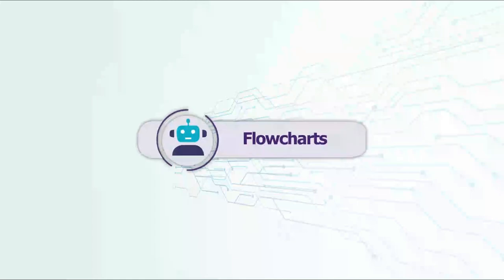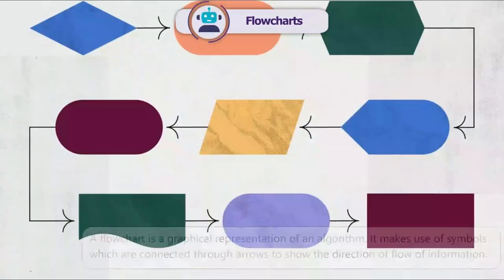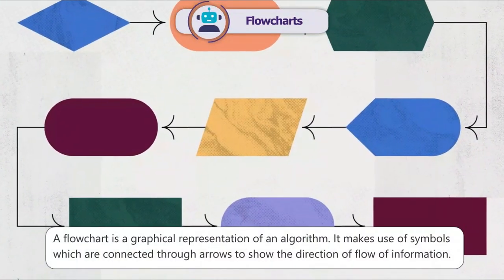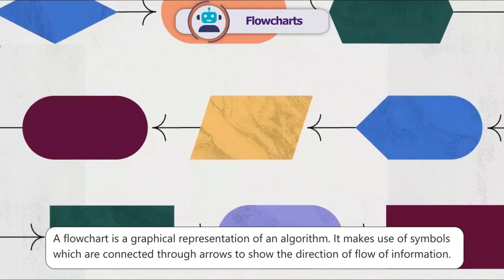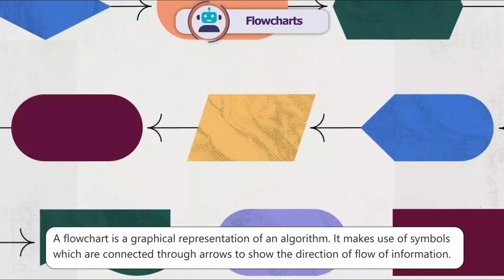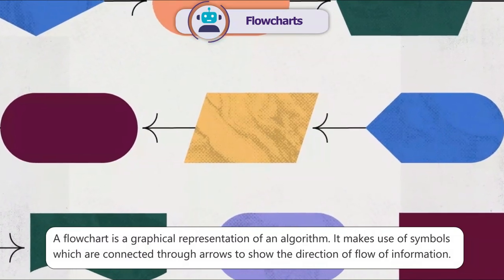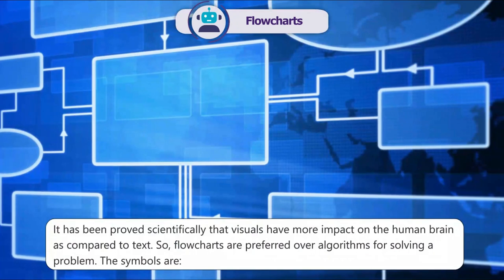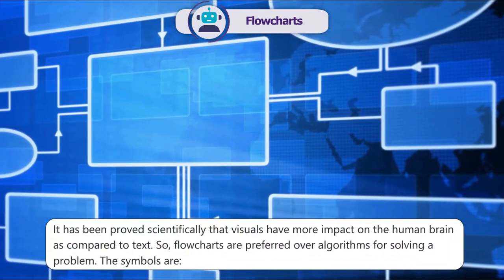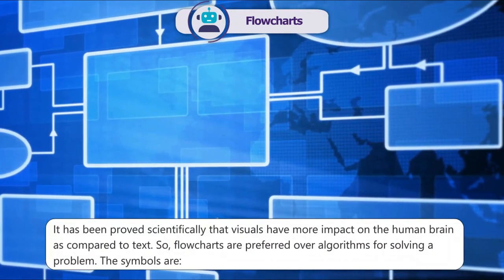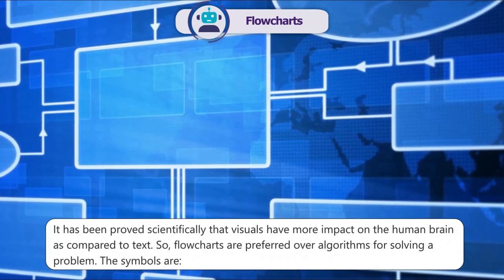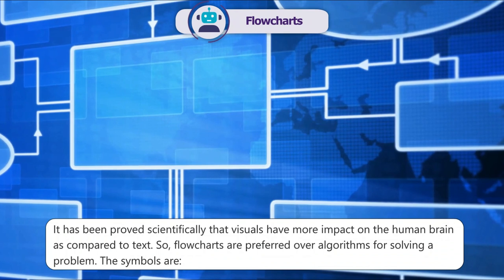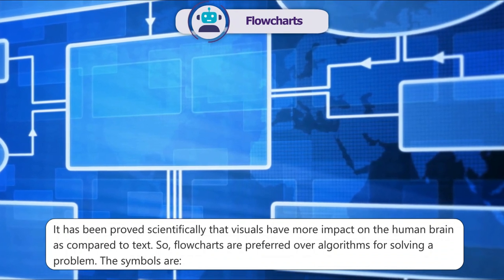Stop. Flowcharts. A flowchart is a graphical representation of an algorithm. It makes use of symbols which are connected through arrows to show the direction of flow of information. It has been proved scientifically that visuals have more impact on the human brain as compared to text. So, flowcharts are preferred over algorithms for solving a problem.